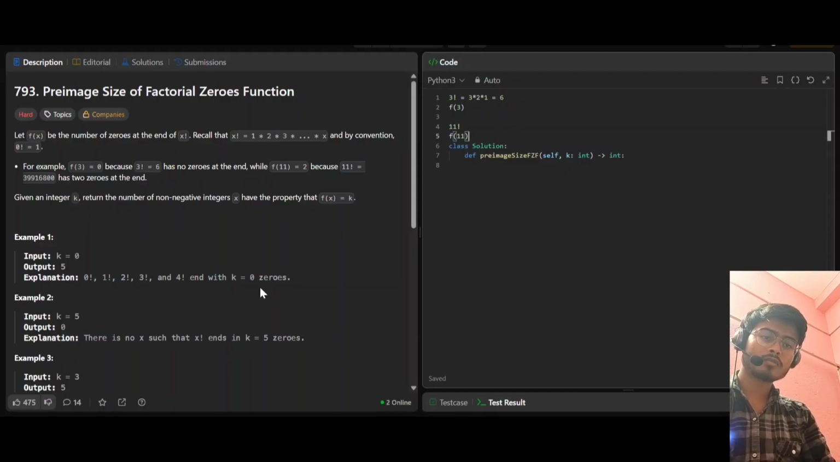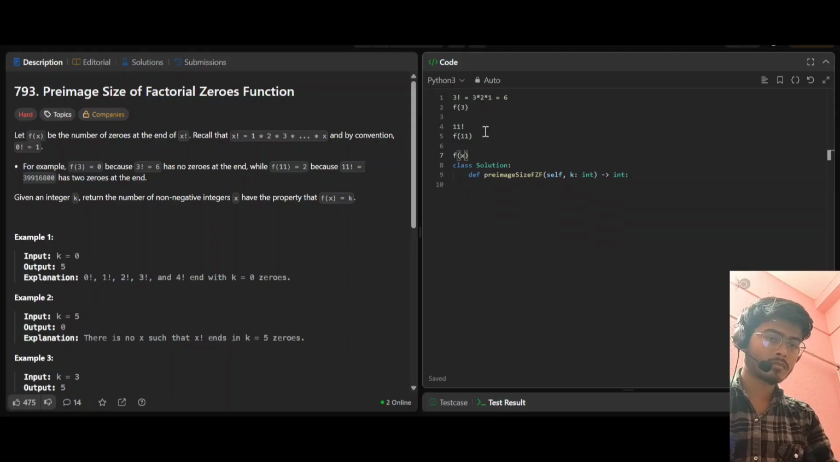Now we are given an integer k. We need to find how many non-negative integers x satisfy f of x equal to k. In other words, how many factorials contain exactly k trailing zeros.